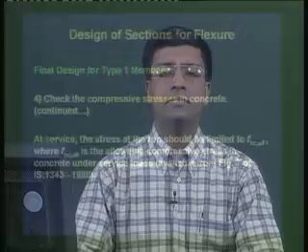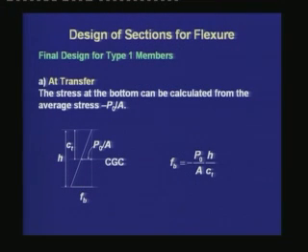We had seen earlier that the allowable compressive stress for concrete is different at transfer and at service. Usually, the allowable compressive stress at transfer is higher because it is of a temporary nature, whereas the allowable compressive stress in service is relatively lower. Now, our aim is to check the maximum compressive stress in the concrete to be within the allowable value. At transfer, the stress at the bottom can be calculated from the average stress minus P0 by A.